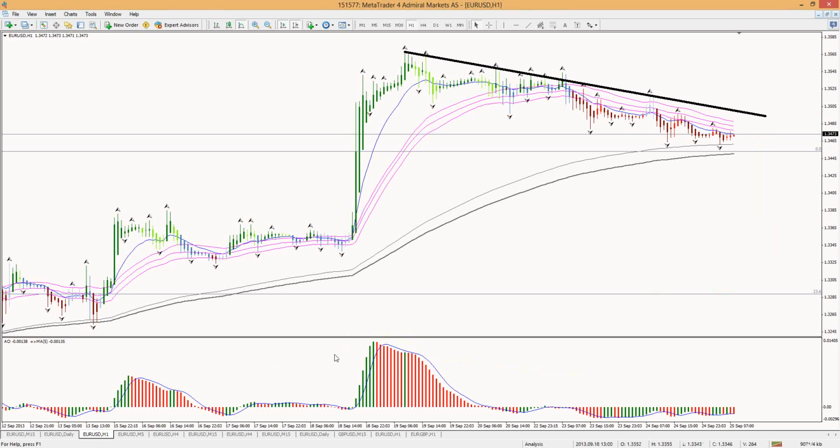So that's what we can really interpret from the 1 hour, 4 hour, day chart with our moving averages. All right?